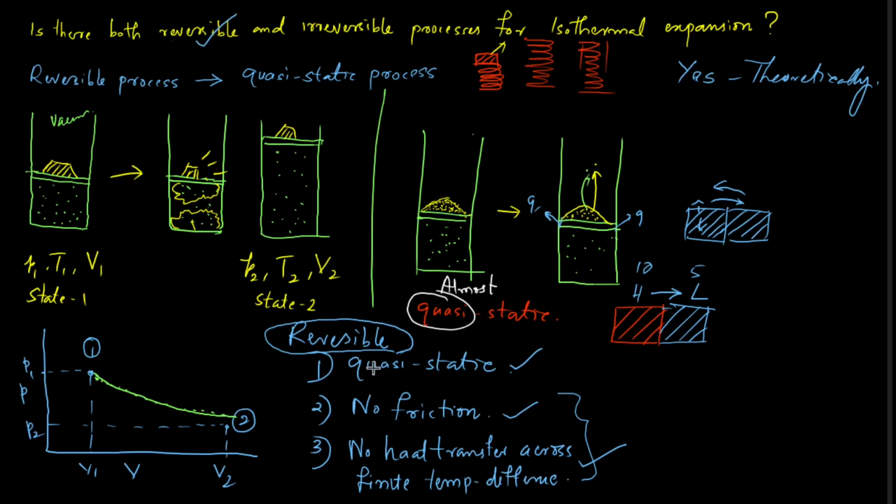If there is friction in a process, and it is quasi-static, we can represent that process in a PV diagram. It will look like an isothermal process, but if there was some friction between the piston and the cylinder, then that process is not reversible. It is an irreversible process. Similarly, if there is a heat transfer with finite temperature difference, in that case also the process will be irreversible.